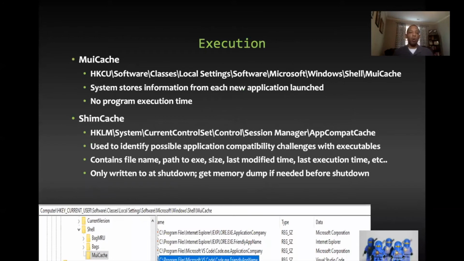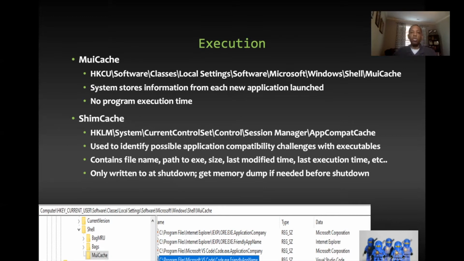So looking at some of these artifacts, when we look from the perspective of execution, we have MUI cache, and this is going to store information about new products or new applications that were launched. There's no program execution time associated with it, but we could discern whether something was executed or not by looking at this artifact. Shim cache is another great thing.